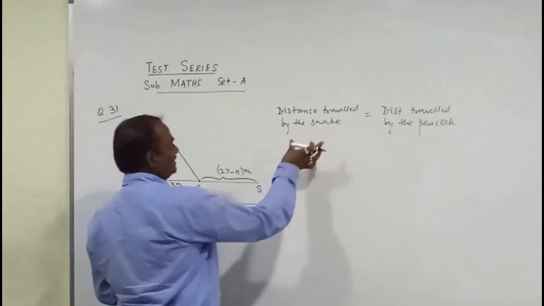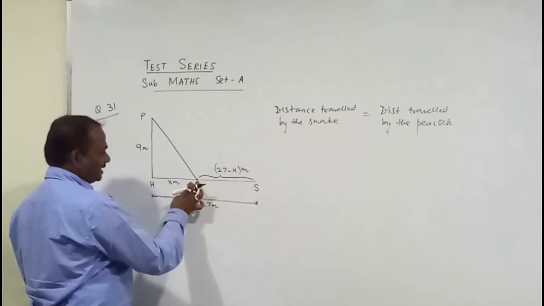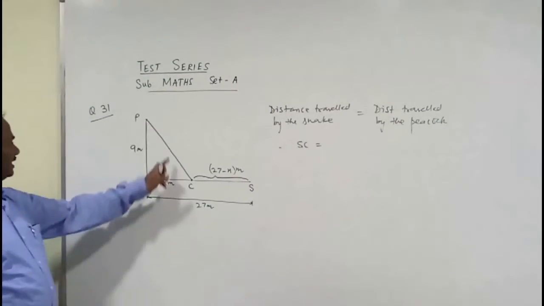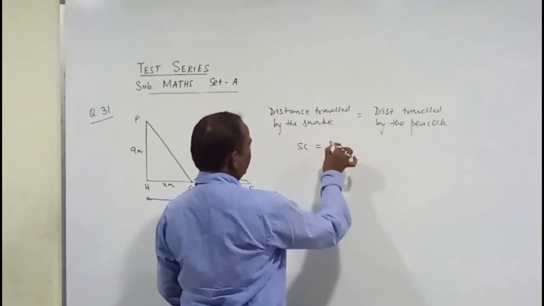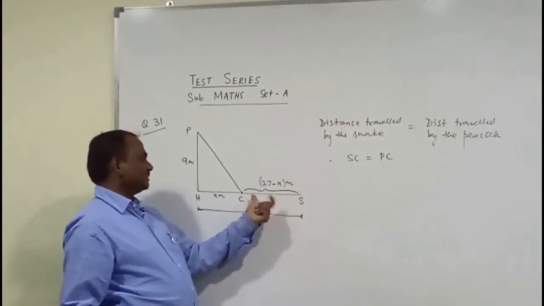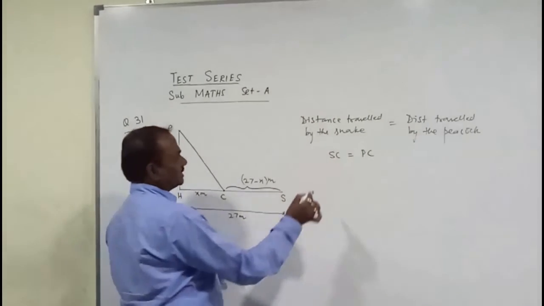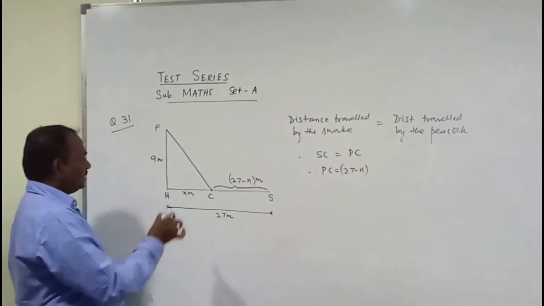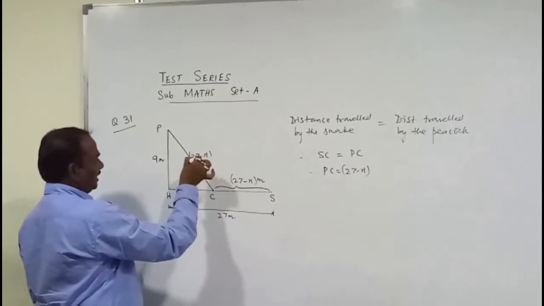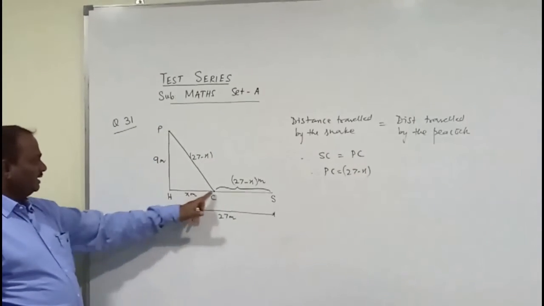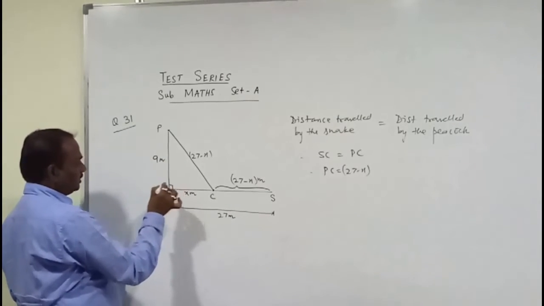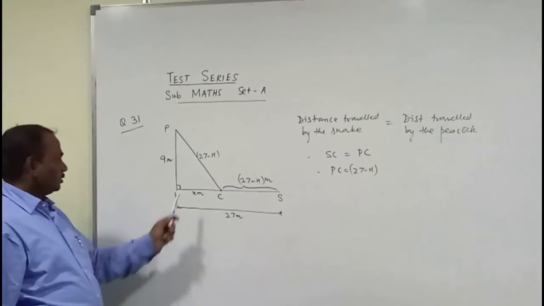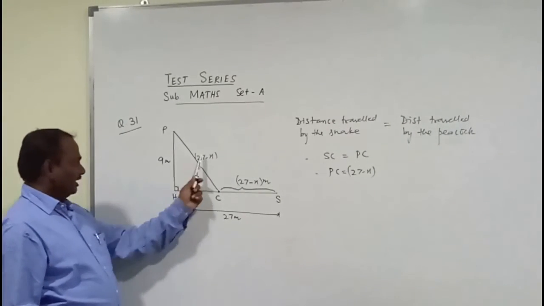अब डिस्टेंस ट्रैवल बाय स्नेक अगर आप इस फिगर में देखें तो वो होगा S से लेकर C तक, मतलब SC is equal to distance traveled by the peacock यानी कि PC. तो SC will be equal to PC. अब अगर ये 27 minus x है तो ये भी 27 minus x हो जाएगा. So therefore PC becomes 27 minus x. अब आप देख रहे हैं कि ये एक ट्रायंगल है और क्योंकि ये पिलर है तो यहाँ पर एंगल 90 होना चाहिए. इस ट्रायंगल के तीन साइड्स आपको इन टर्म्स ऑफ x पता है और ये 9 है, तो आप इसमें पाइथागोरस थ्योरम अप्लाई करके x की वैल्यू निकाल सकते हैं.